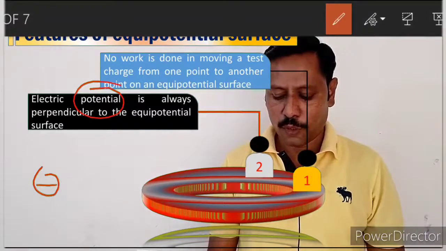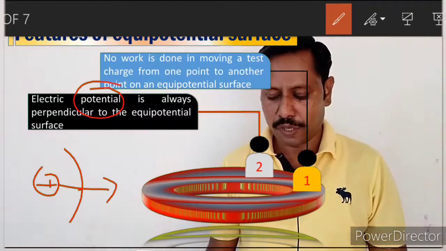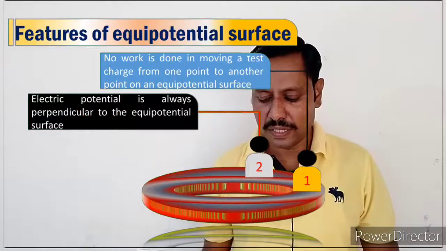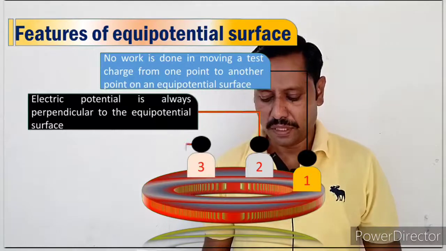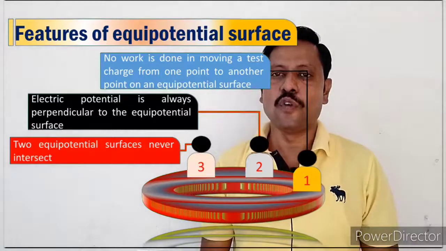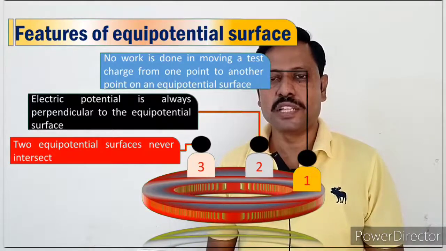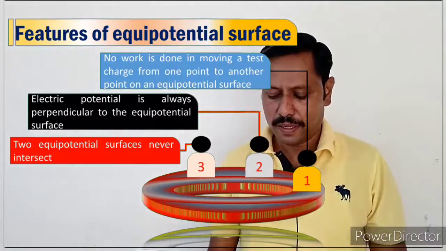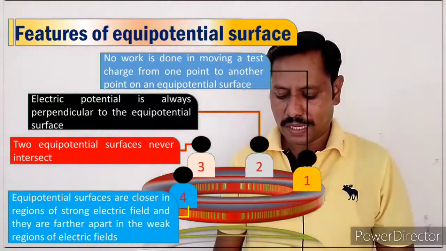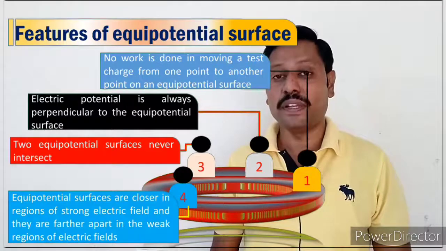We have seen already, suppose this is a positive charge and this is an equipotential surface, then the field at this point is perpendicular to it. That is the meaning of the electric field at every point on the equipotential surface being perpendicular to the surface. Third, two equipotential surfaces never intersect. If you go for the case of a dipole or two similar charges and try to find the equipotential surfaces, you will come to this point. The last one: equipotential surfaces are closer in regions of strong electric field and farther apart in the weak regions of electric fields.